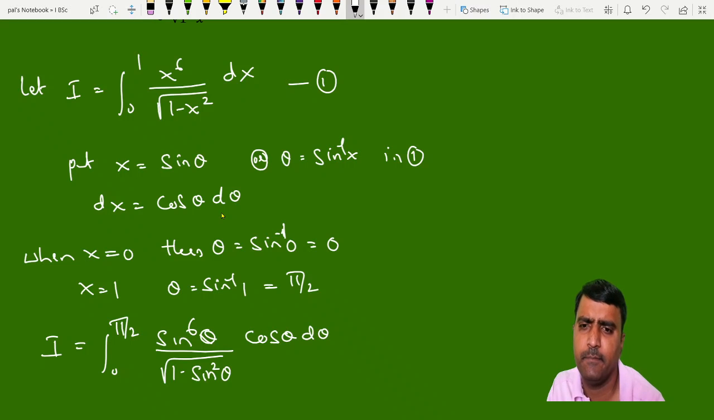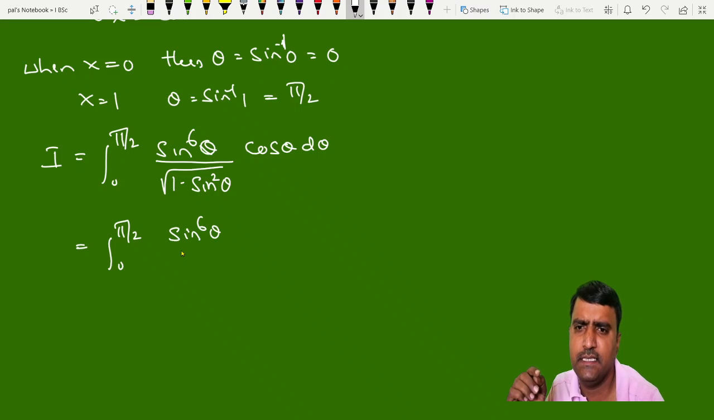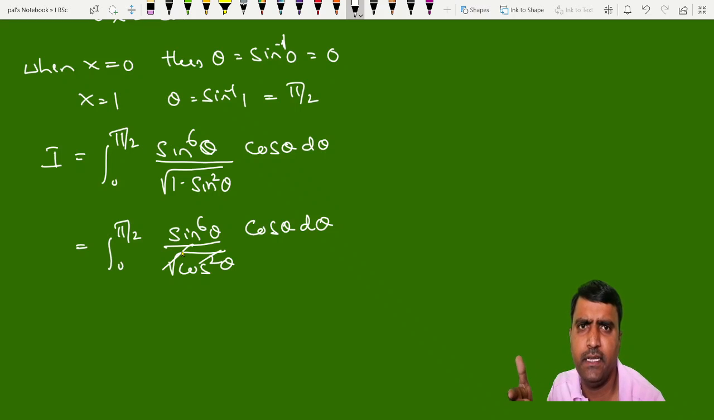Cos theta d theta. Okay, next step you write I is equal to integration from 0 to pi by 2 sin to the power 6 theta by root of 1 minus sin square theta, which is cos square theta, into cos theta d theta. Root and square cancel, so in the denominator remaining is cos theta. That cos theta cancels with this cos theta. So now it is equal to integration from 0 to pi by 2 sin to the power 6 theta d theta.